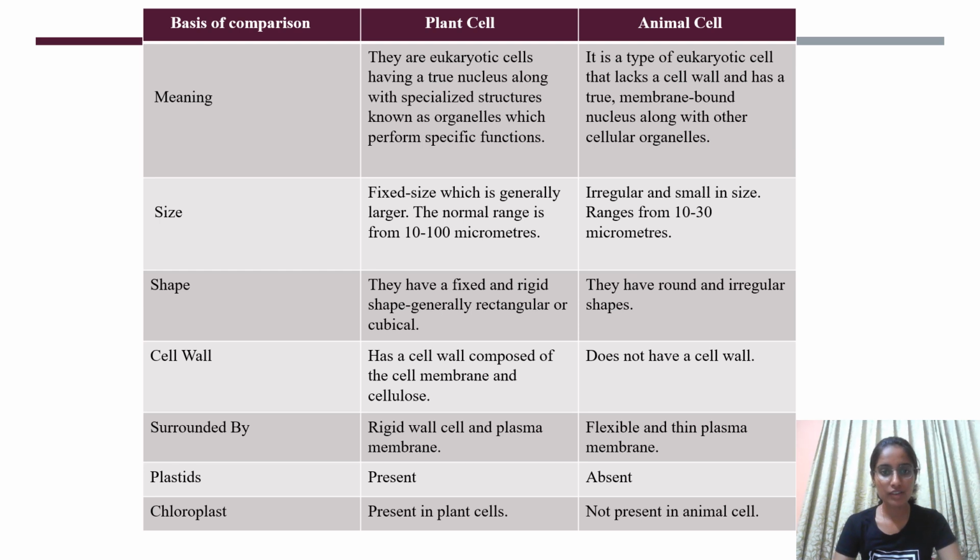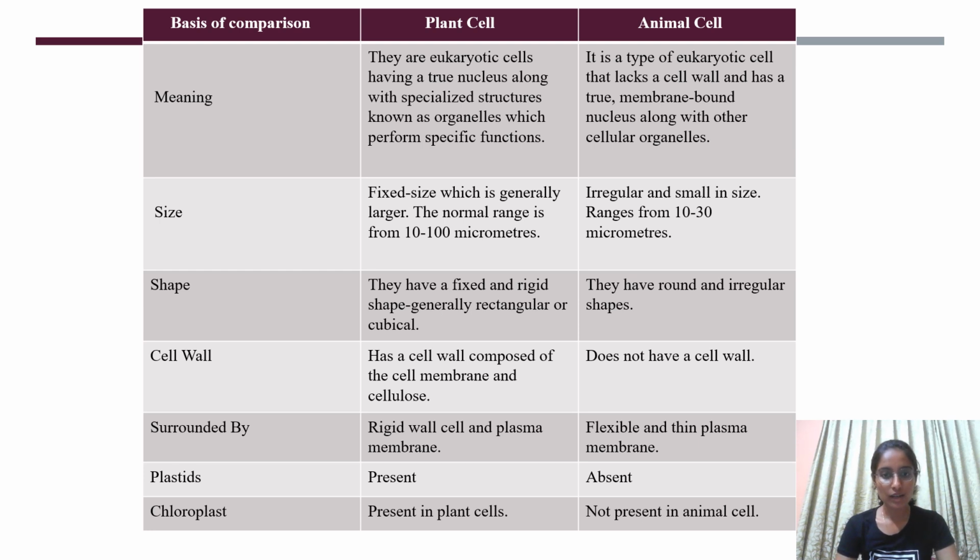Plant cells have a fixed size which is generally larger. The normal range is from 10 to 100 micrometers. Animal cells are irregular and small in size, ranging from 10 to 30 micrometers. Plant cells have a fixed and rigid shape, generally rectangular or cubical. Animal cells have round and irregular shapes.